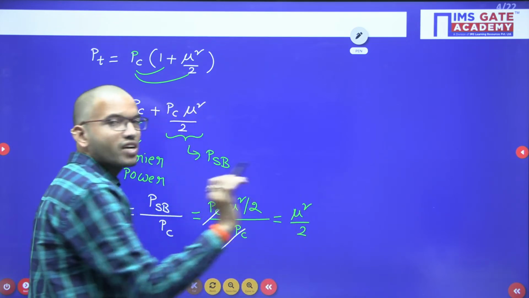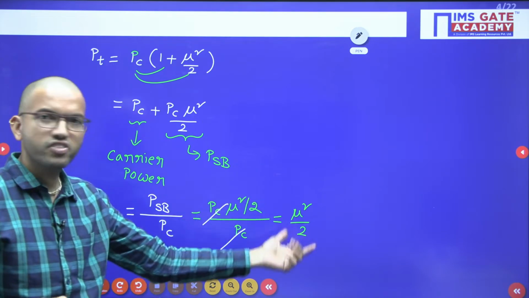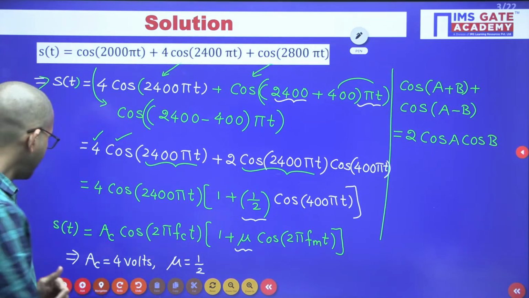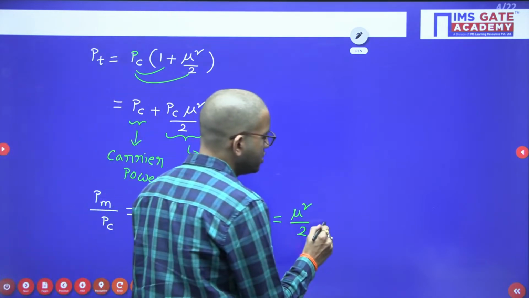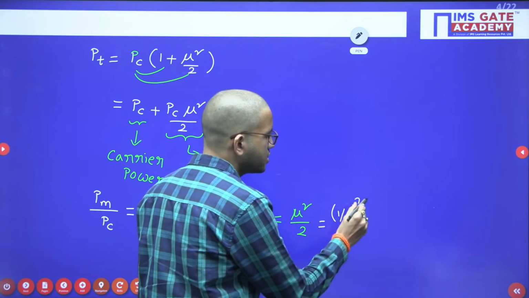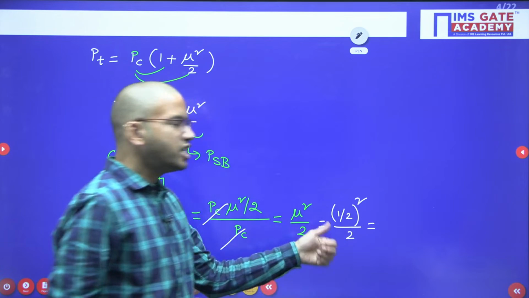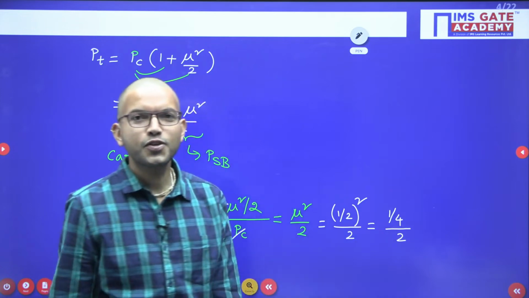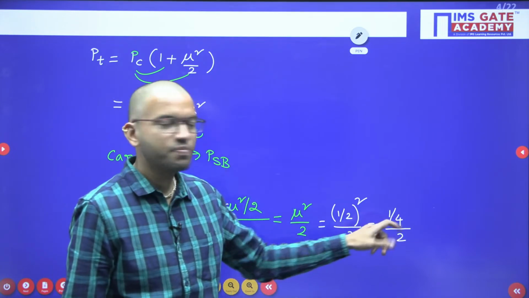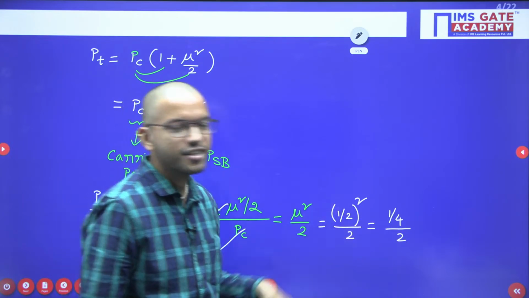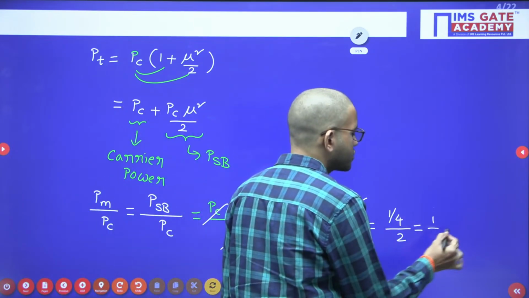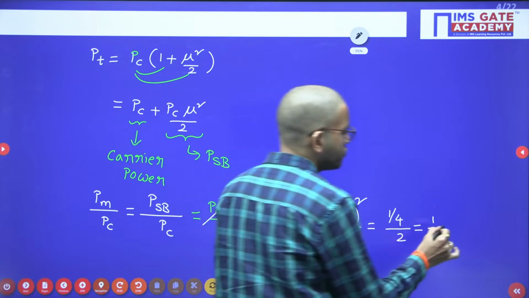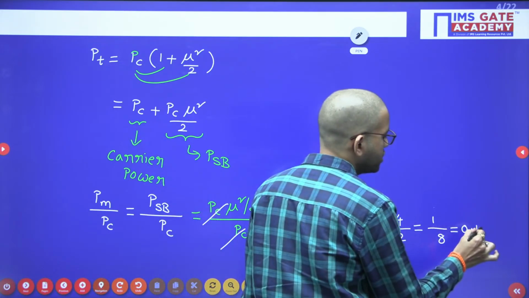Now just substitute the mu value and do the simplification. From there you will get the overall value. Just now we got mu value as 1 by 2. So substitute here: 1 by 2 whole square divided by 2. 1 by 2 whole square is nothing but 1 by 4, divided by 2. Don't make a silly mistake here. Both 4 and 2 are in the denominator, so 4 twos are 8. So 1 by 8 is nothing but 0.125.